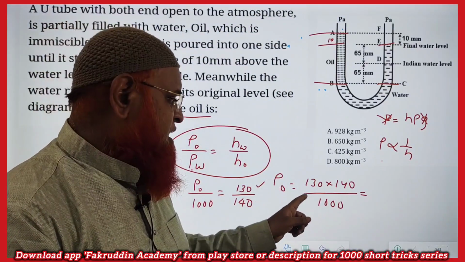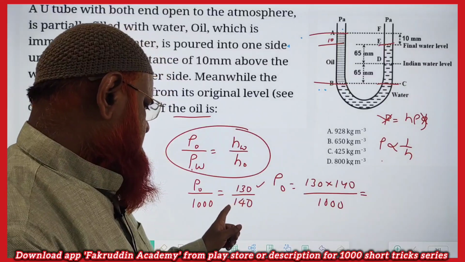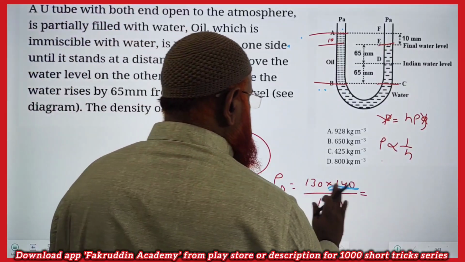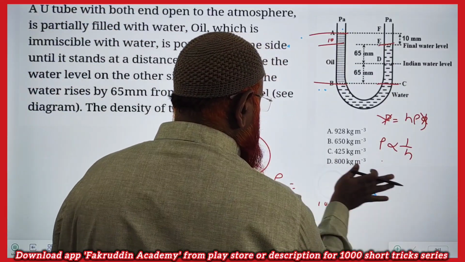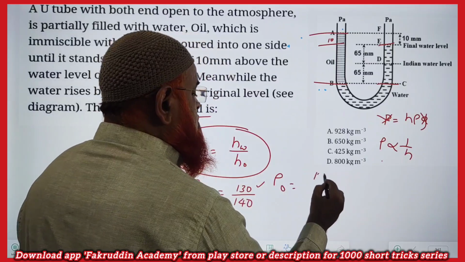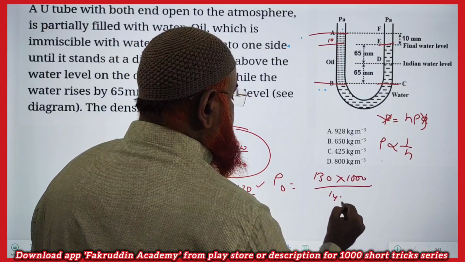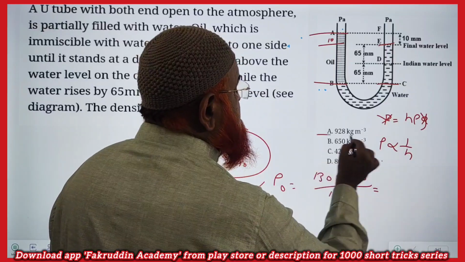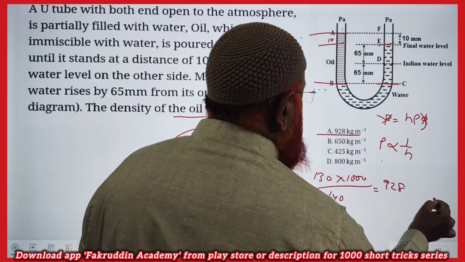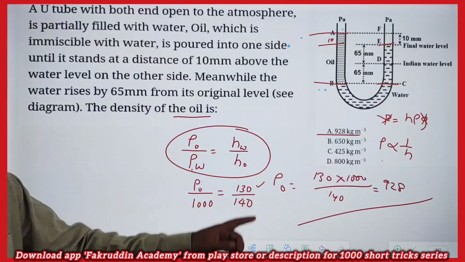सो डेंसिटी ऑफ ऑयल इज इक्वल टू 130 into, it is going to be 130 into 1000 divided by 140. तो आपको आएगा आंसर 928. चाहे तो आप कैलकुलेशन करके देख लीजिए, 928 आंसर.